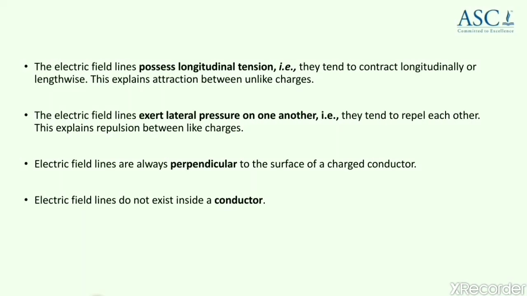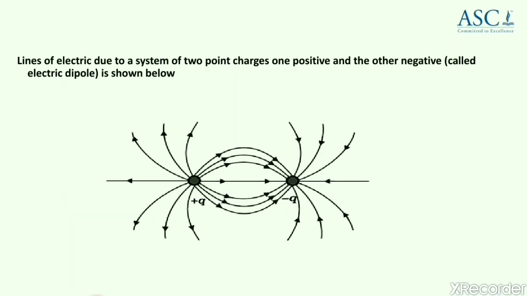Fifth property, the electric field lines possess longitudinal tension, that is they tend to contract longitudinally or lengthwise. This explains attraction between unlike charges. What do you mean by this? For this we have to take up this diagram.